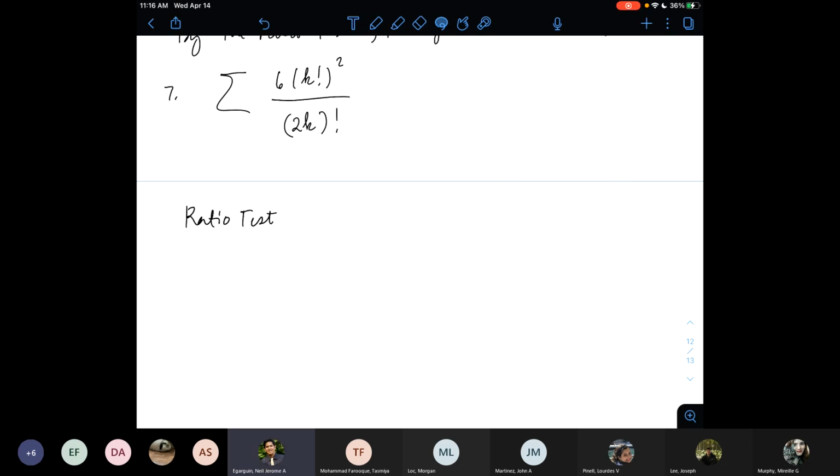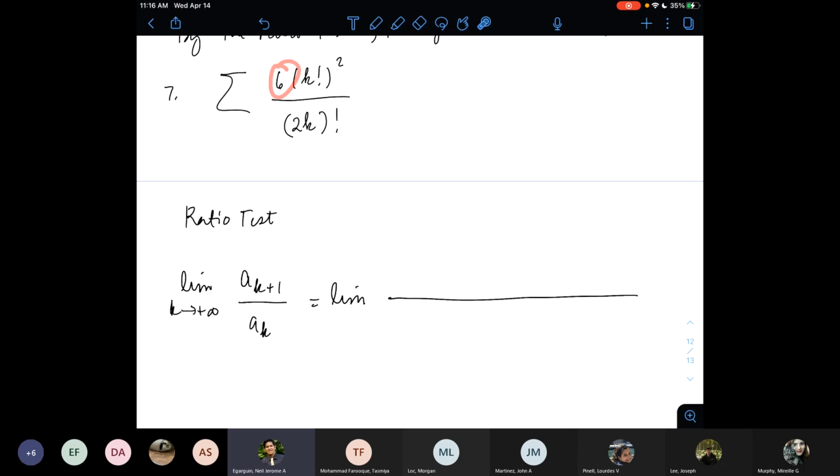Okay, so here I'll use the ratio test. I won't use the root test here because there are factorials involved. So I need to take the ratio of a sub k plus 1 and a sub k as k approaches infinity, right? This would be a big fraction. For a sub k plus 1, I'll replace all k's by k plus 1, so we need to pay attention to the grouping symbols.